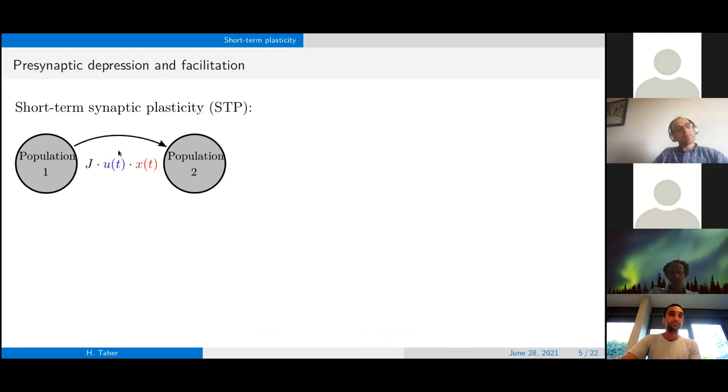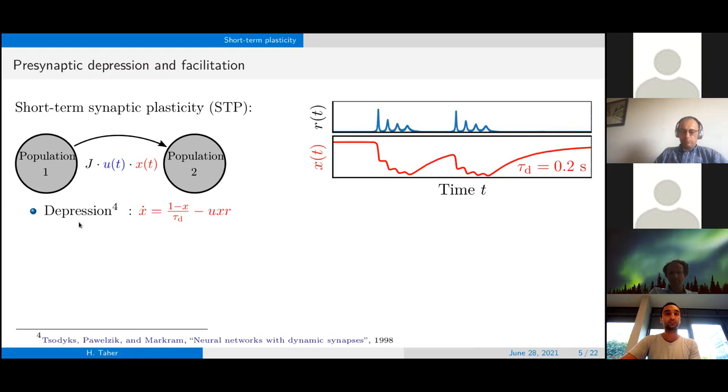It refers to two effects which change the synaptic weight between neurons in time. These two variables, X and U, account for two effects. The first is short-term synaptic depression, which is a weakening of the synapse. So for example, if we see the firing rate time trace here, the population is firing, the coefficient X goes down and it recovers on some time scale of, in this case, 200 milliseconds.